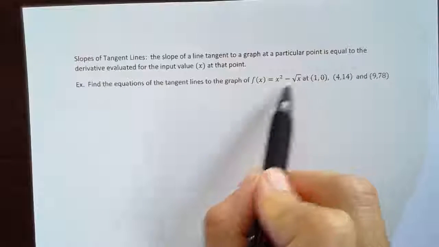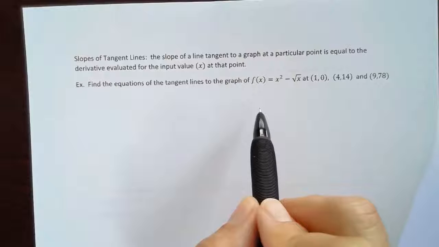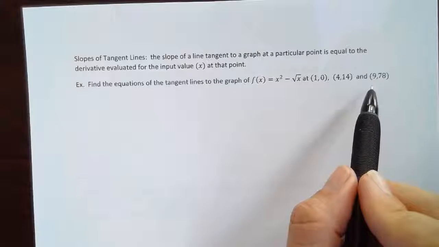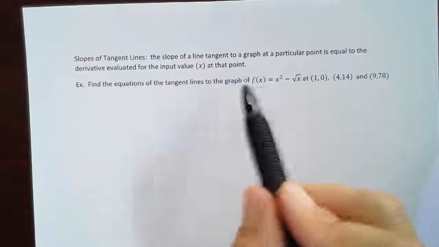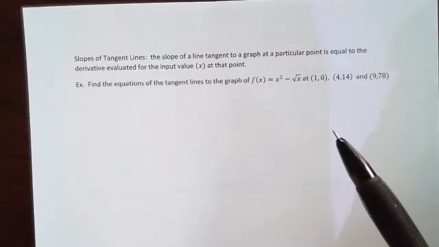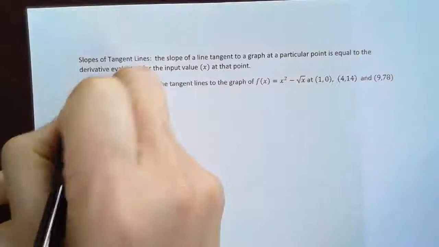In other words, go ahead and find my slope generator, which is my derivative, and I'll plug in the different x values to get the different slopes at all the different points, and then I'll have a point and slope that I can use to come up with the three different tangent lines. So then we need f prime of x first.